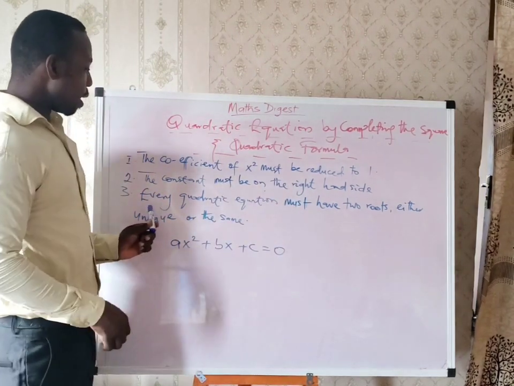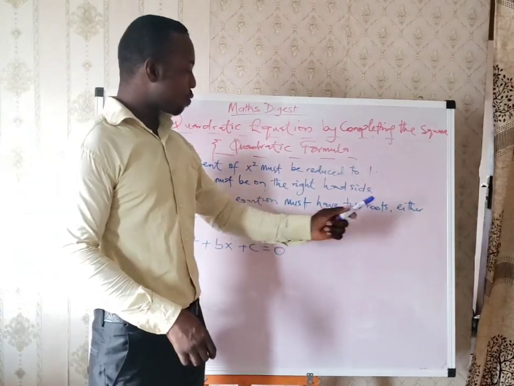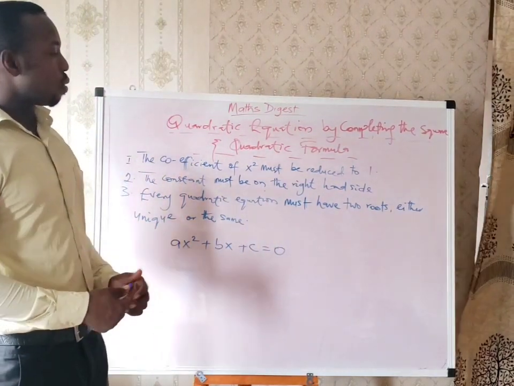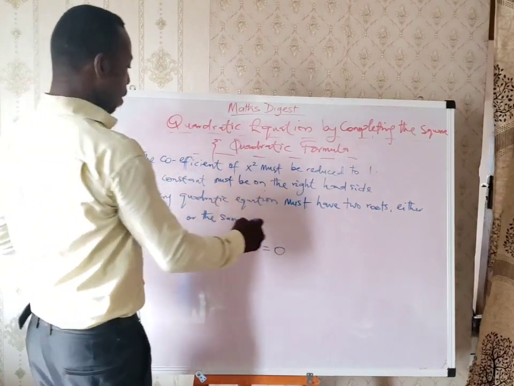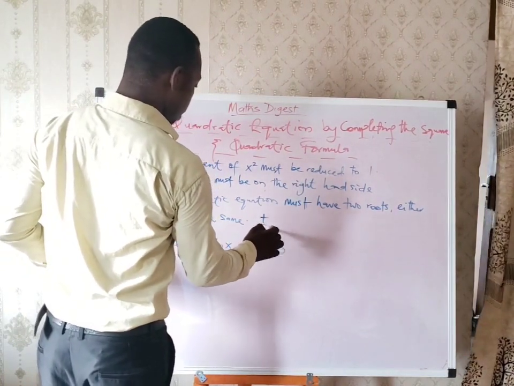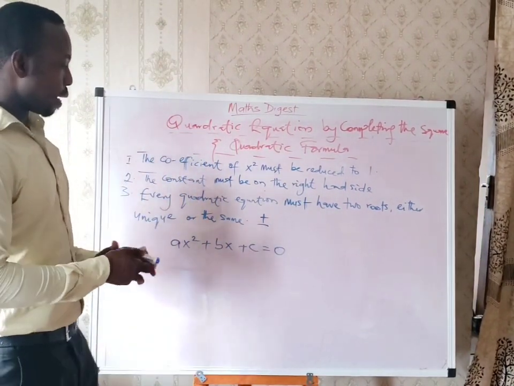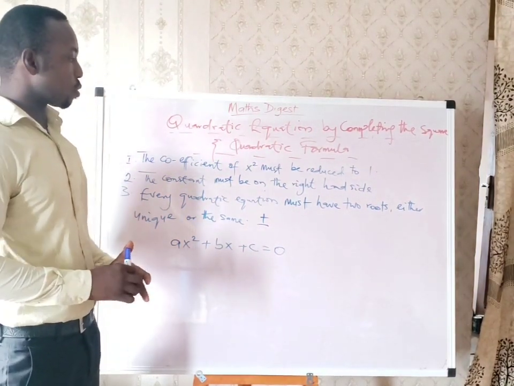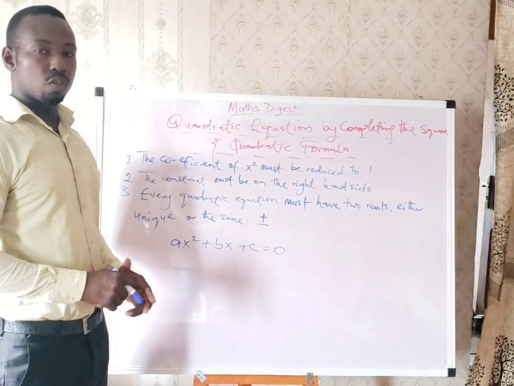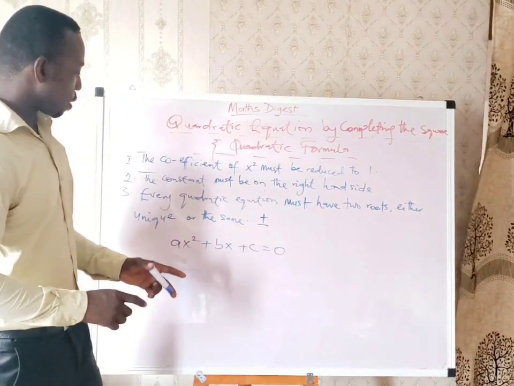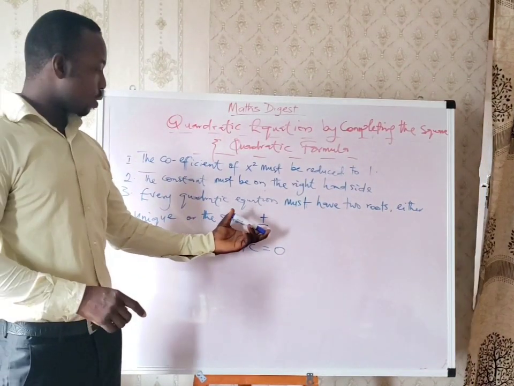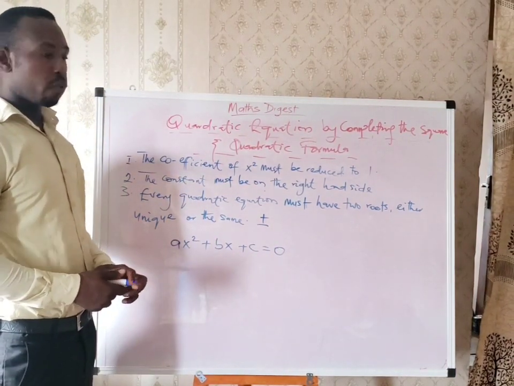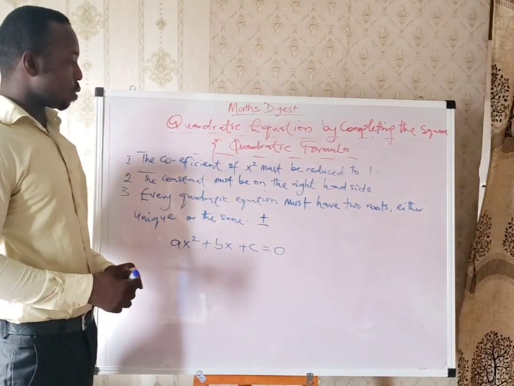Now every quadratic equation must have two roots, either unique or the same. At this point we are going to employ this plus or minus, because in any given expression there must be two roots. For that reason we employ the plus minus. So follow me quickly, we are going to dive into it.